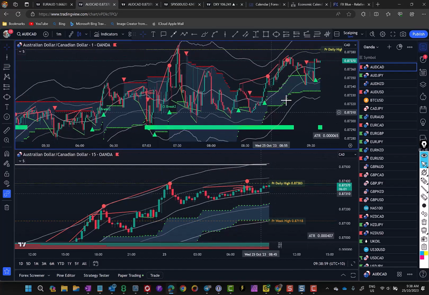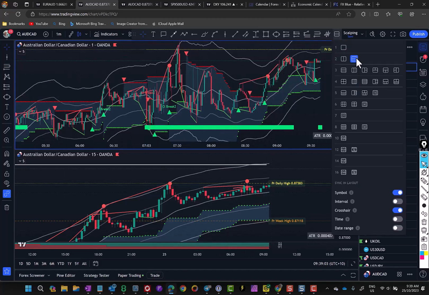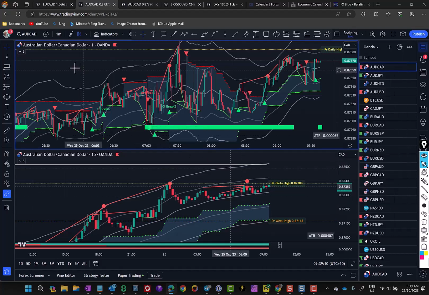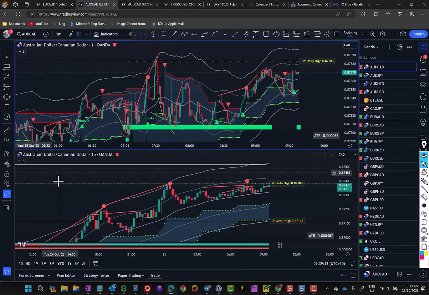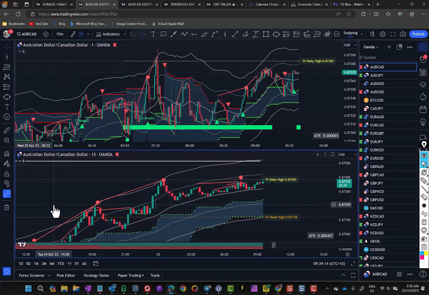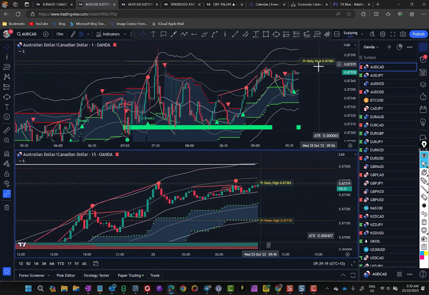We're going to set up a 2-chart layout up here, and symbol, we'll click that, we'll click the crosshair, and that's our setup. Up the top I've got a 1-minute chart, and down below I've got a 15-minute chart. What we're going to do is run through a few of these and see what the outcome is.